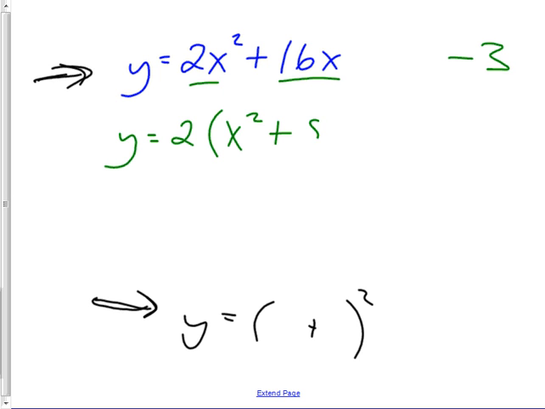X squared plus 8x. Now notice, I did not take anything out of the 3, and a lot of people are really annoyed by that because in the past you've always taken a 2 out of this and that, but you don't have to. There's no math rule that says you have to. You can factor just 2 things if you want, and I'm still leaving that 3 alone at the end.